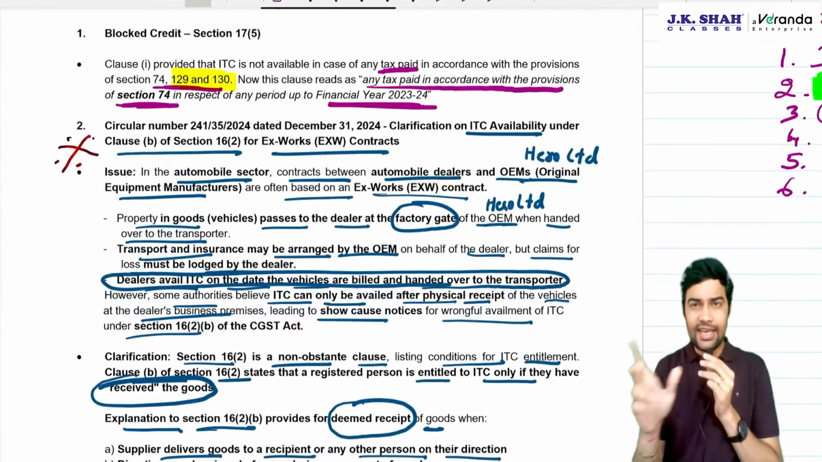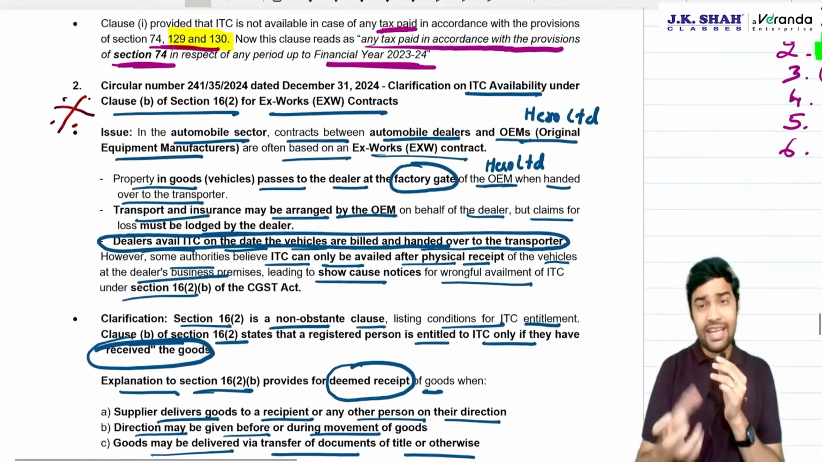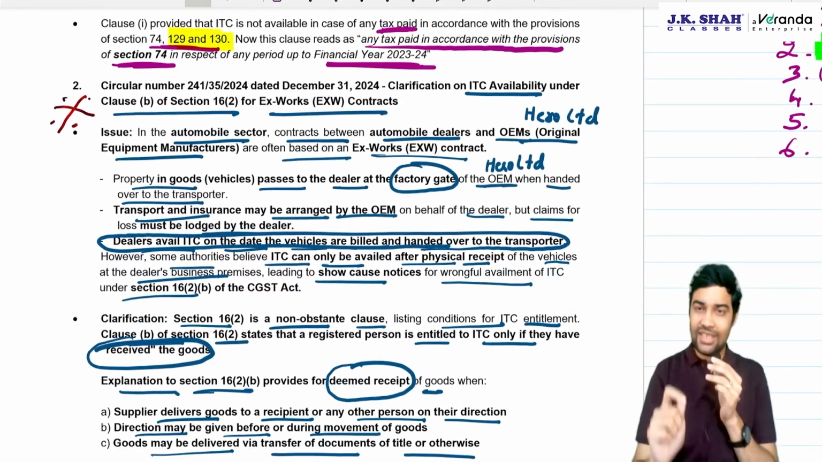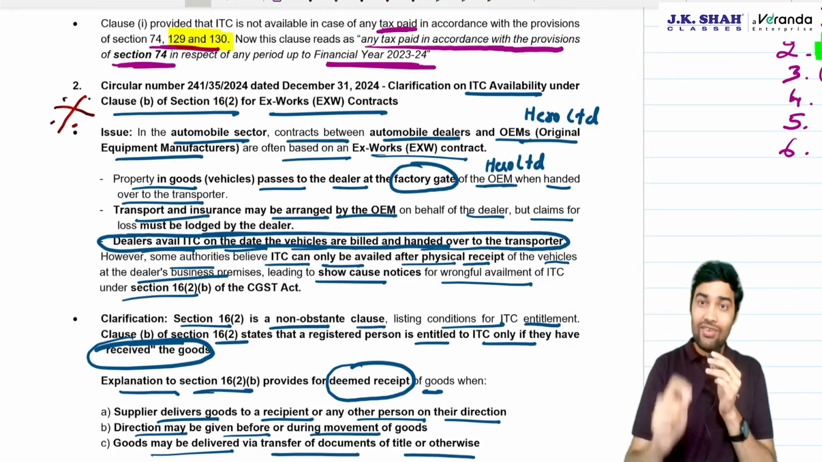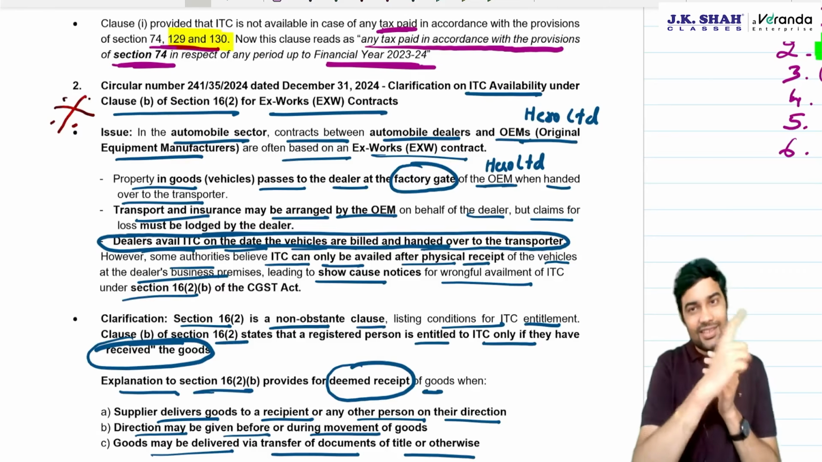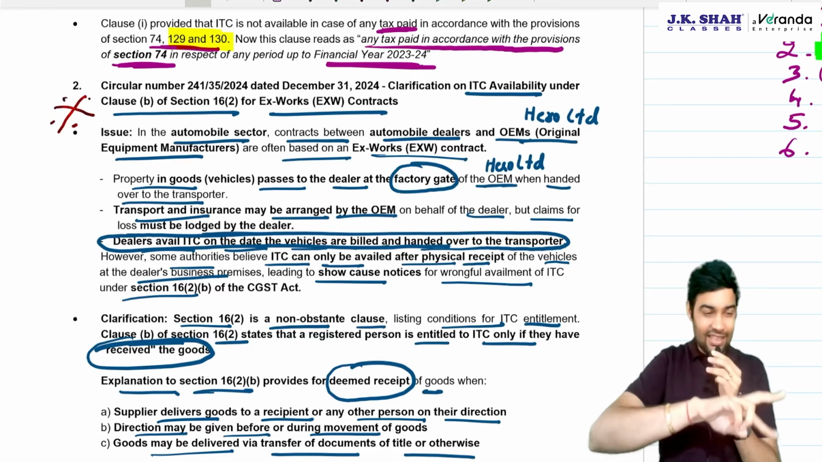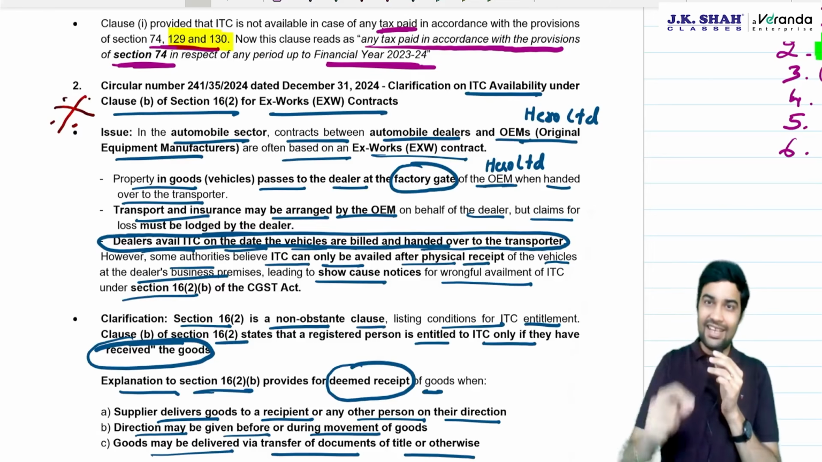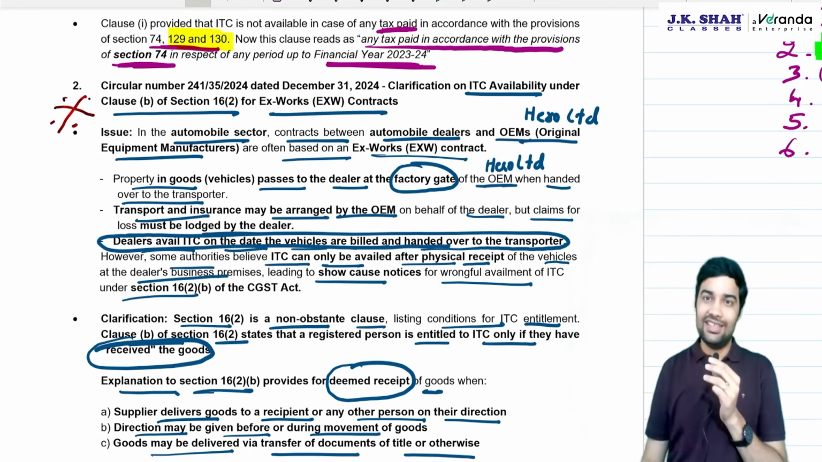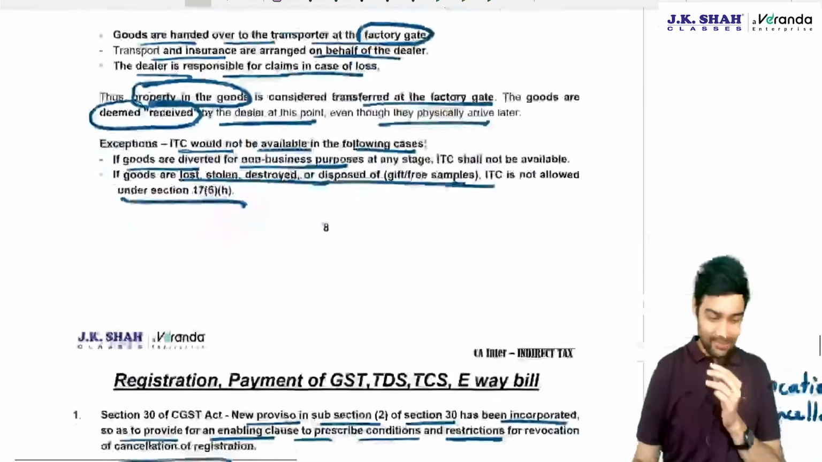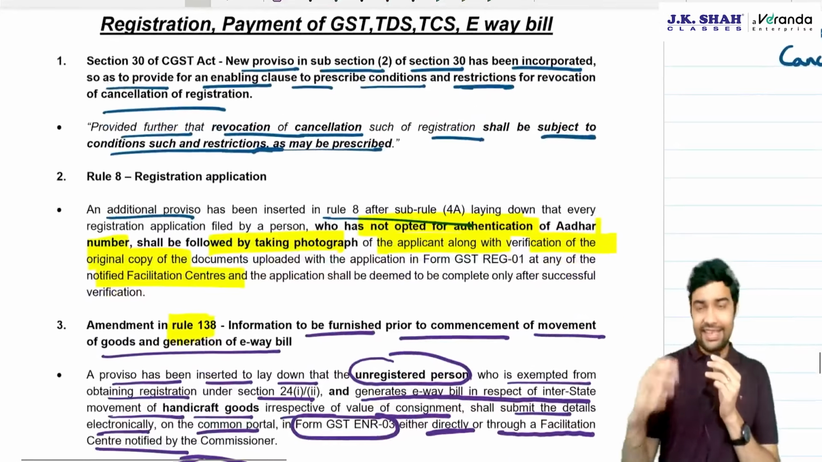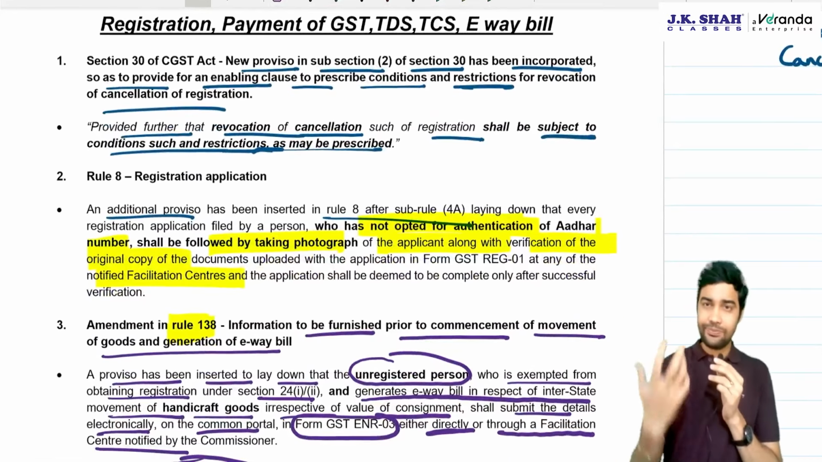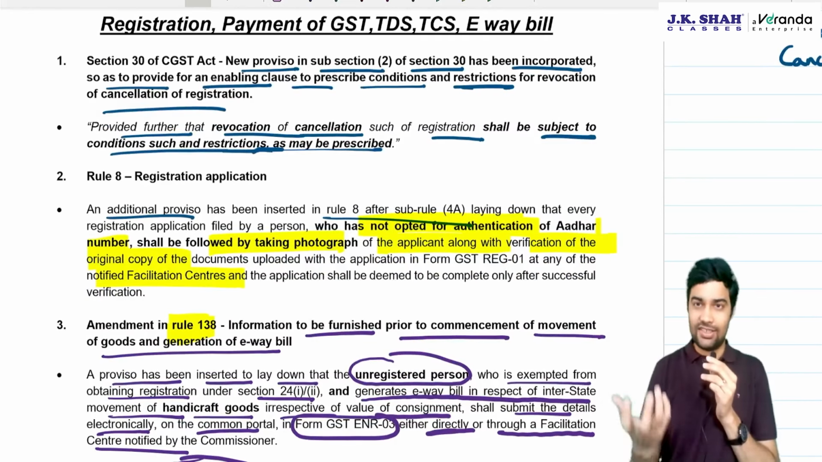Block credit 129 and 130 references are deleted. When can you say that the goods are received? If it's an ex-works contract, the moment the supplier gives it to the transporter at the factory gate, the risk and rewards transfer, and the moment risk and rewards transfer it is deemed that you have received the goods, you can avail ITC as a recipient. Section 30 enabling provision has been added so that government can prescribe some conditions for applying for revocation of cancellation.